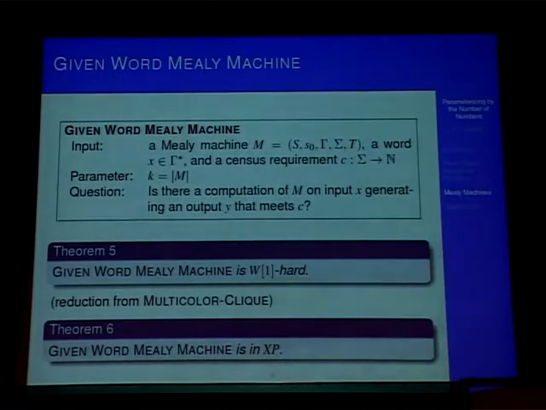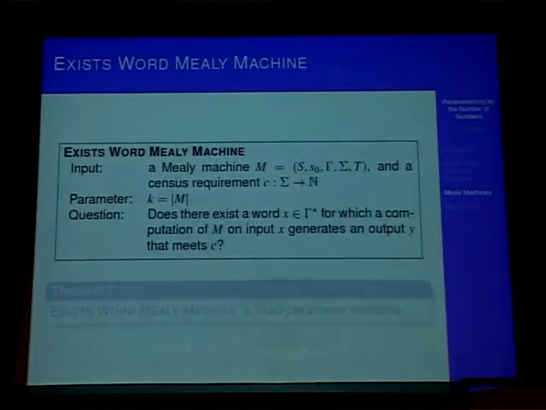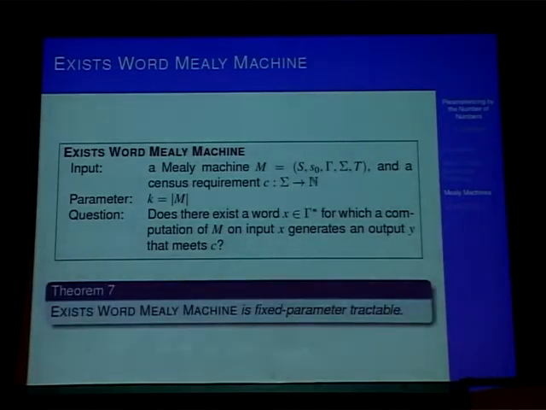Okay, now I give you less information. I don't give you the word X in the input, so you have to guess this word. So I give you only the Mealy machine and a census requirement. And the question becomes, does there exist an input word for which a computation of the Mealy machine on this input generates an output meeting the census requirement? So, of course, this problem seems harder because you also have to guess the input word. But in fact, the problem now becomes fixed-parameter tractable.